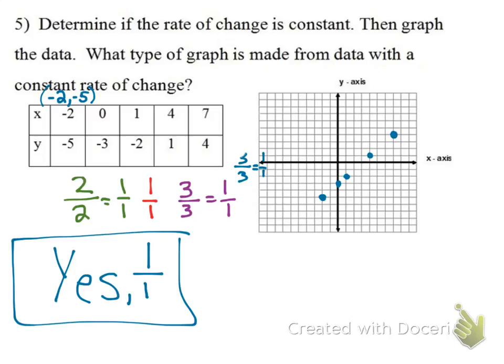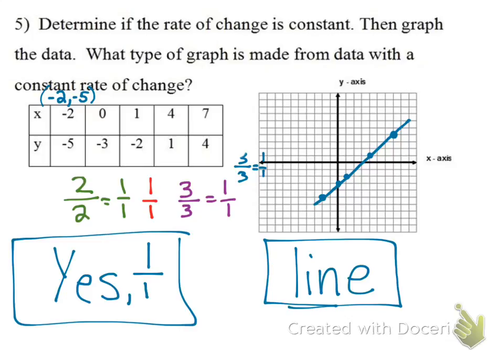Now, I am supposed to answer what type of graph I get when I have a constant rate of change. So what does this graph look like? Would it help if I connected them? What is that a graph of? A straight line. If you have a constant rate of change, your graph is going to be a line. You need to know that for your homework. Any questions?